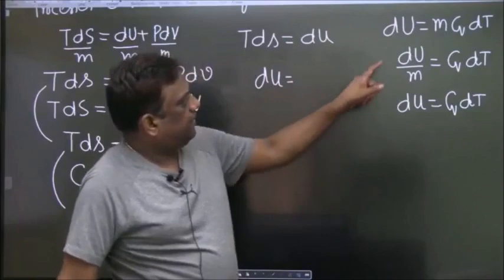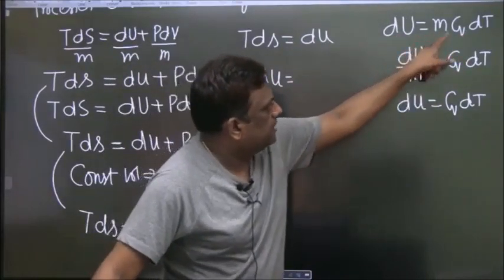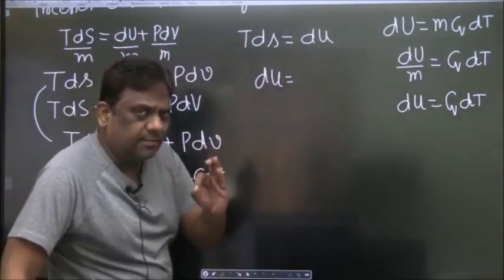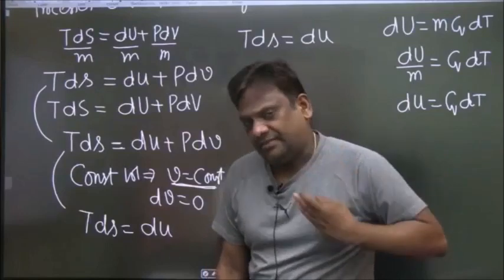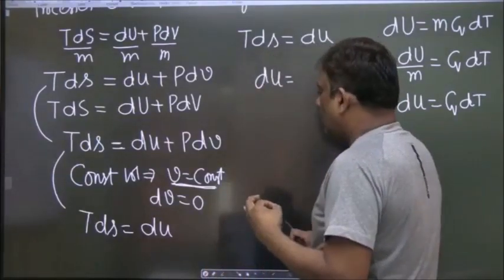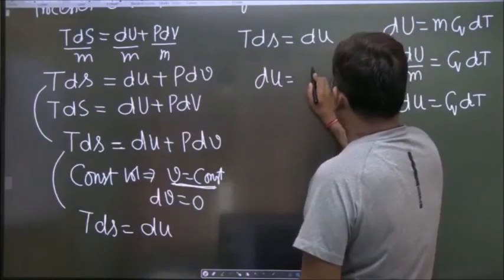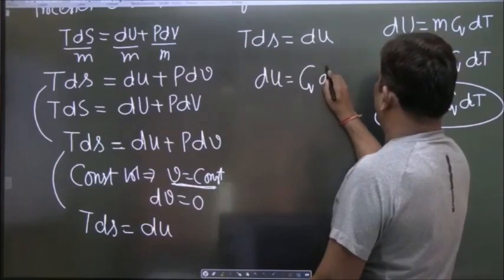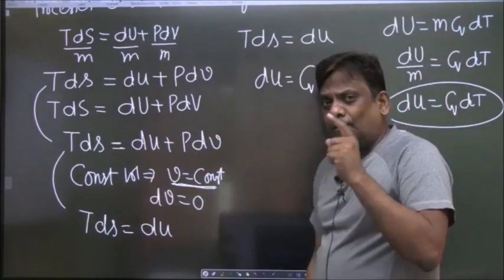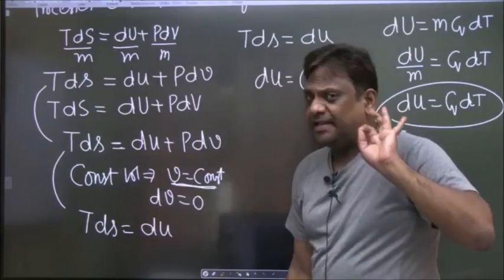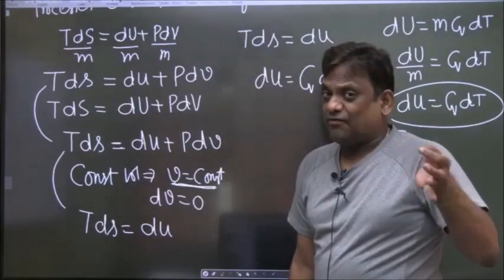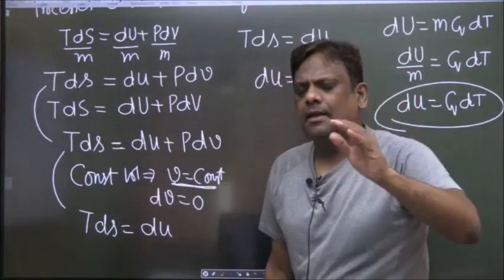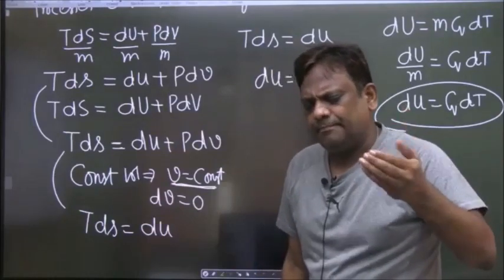Please observe. If it is capital U, du is mCv dT, and du by m, small u, is Cv dT. I have told you in my earlier class, in fact I am going to derive this equation. Small du can be written as Cv dT for ideal gas for any process. But for real gases also this is valid only when the process is constant volume.